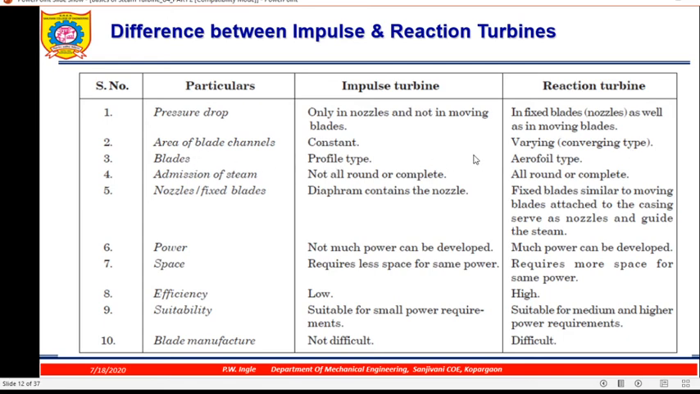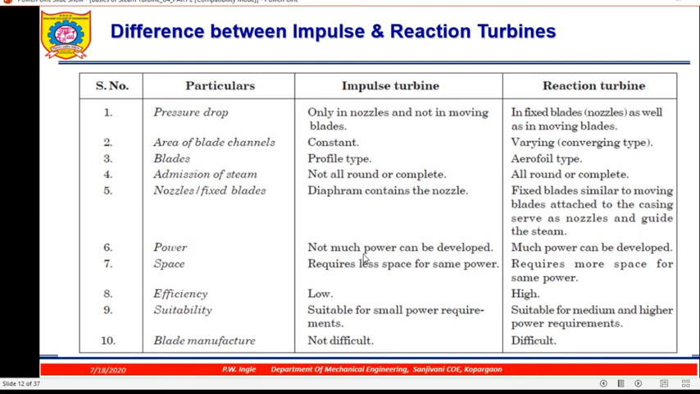Then blades are profile type in impulse, while in reaction this is aerofoil type. Admission of steam is not all around or complete in impulse, while it is all around or complete in reaction. Nozzles are fixed plates, so the diaphragm contains the nozzle. Here fixed plates similar to moving blades are attached to the casing, and they serve as a nozzle. So I told you a number of nozzles are attached to the casing. So it has two functions. First, to convert some energy, partial conversion, and then guide the steam.